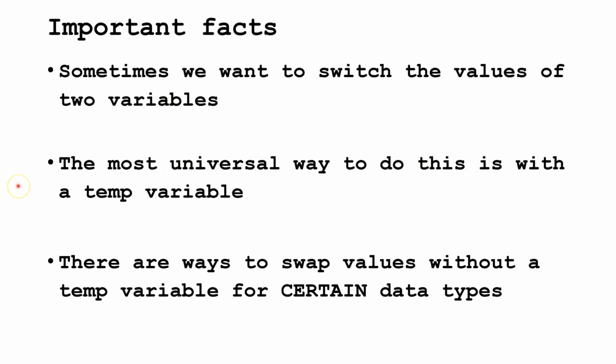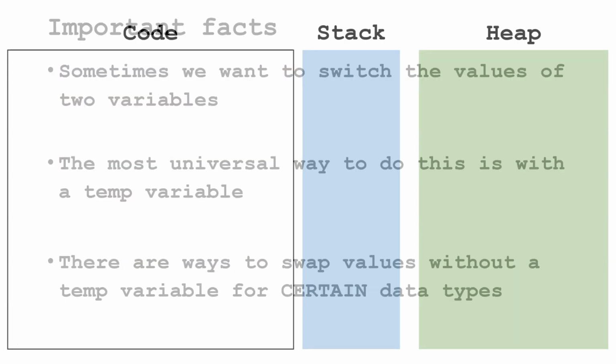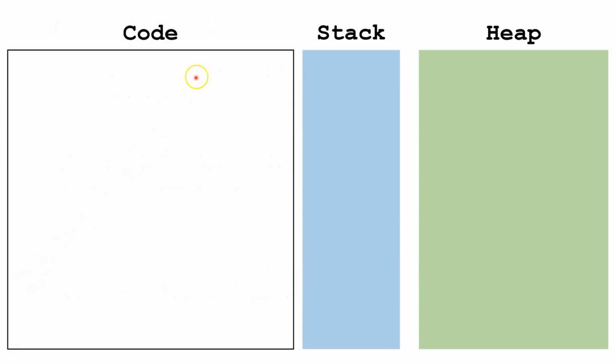In this Java tutorial, we're going to learn about how to swap the values of two variables. The most universal way to do this is with a temp variable. There are other ways to swap values without temp variables, but they only work with certain data types. We won't cover those today. Let's start by declaring a couple of variables and initializing them. We'll declare a variable x, set it equal to 3. Then we'll declare a variable y and set it equal to 9.